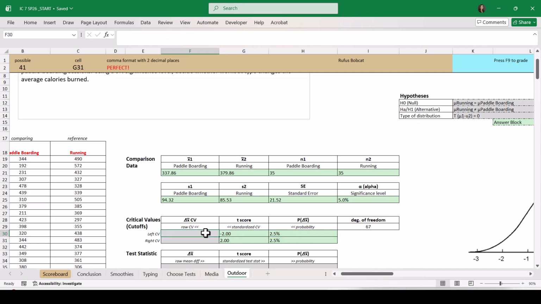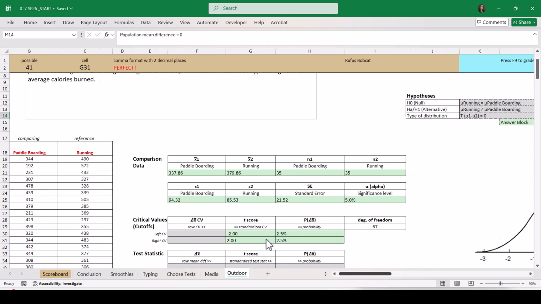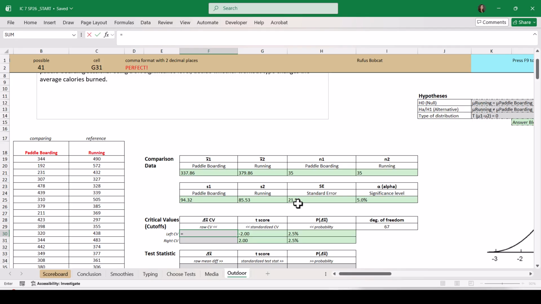All right, now our formula for the raw cutoff. So again, that is the same as the previous test. It's the population mean plus the standard error times the critical value. However, our population mean difference under the null hypothesis is 0. So we don't need to add a 0 to our formula. So we're just going to do the standard error times the critical value, the t-score. Same thing here, standard error times the t-score.